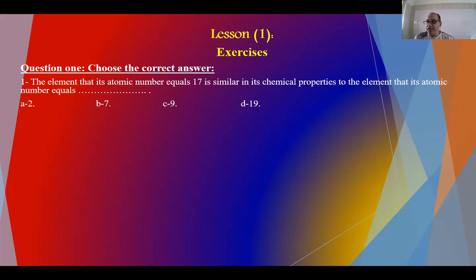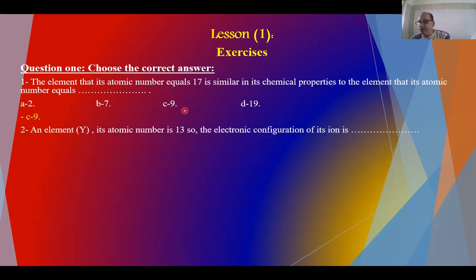So 2, 8, 7. Let's see here. The first one is 2, so it doesn't work. 7 is 2, 5, so it has 5. It doesn't have the similar property. Here 9 is 2, 7, with 7 in the outermost level, so this works. 2, 8, 8, 1, no. So I have to choose the one with 7 electrons in its outermost energy level, which is 9. Let's see the answer: 9.